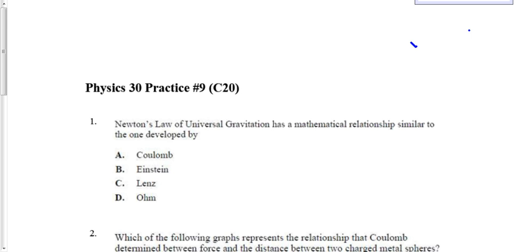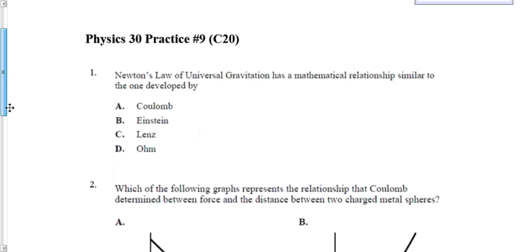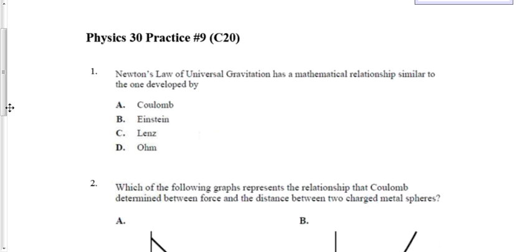So we'll get practice question set number 9. Question number 1 says Newton's law of universal gravitation has a mathematical relationship similar to the one developed by who? C, no. Lenz? No. A, Coulomb. Coulomb's law, right? It's the inverse square relationship. kQ1Q2 over R squared, GM1M2 over R squared.